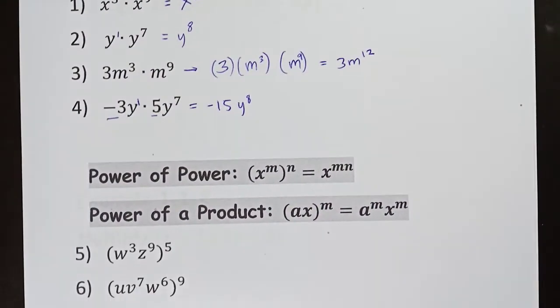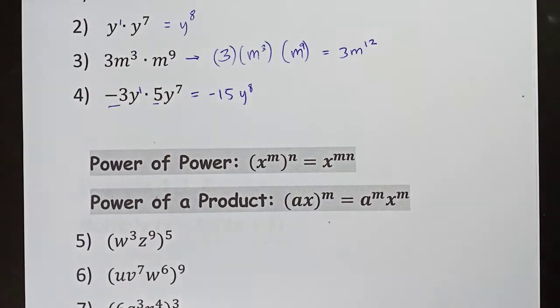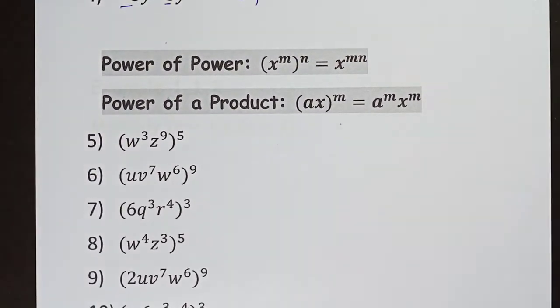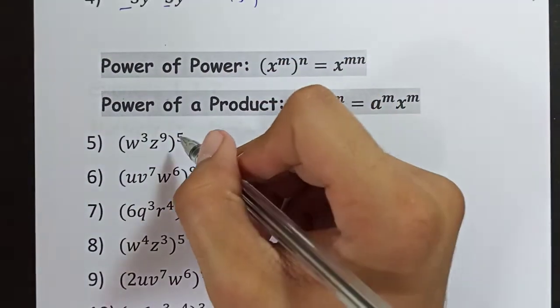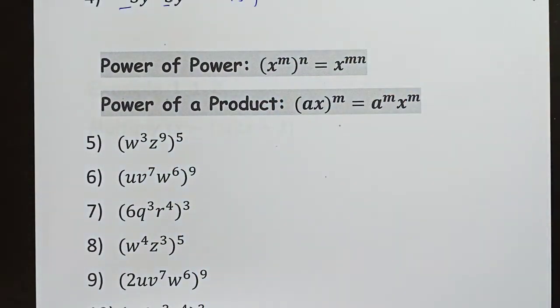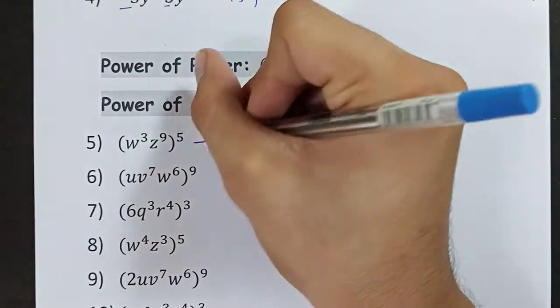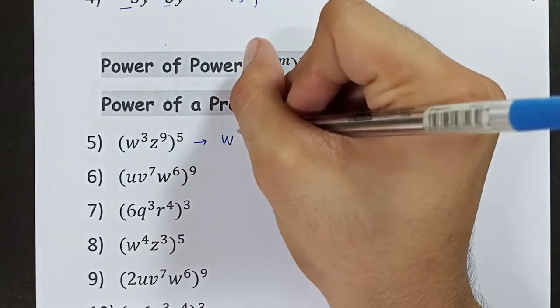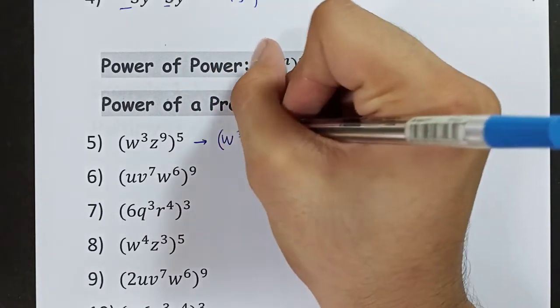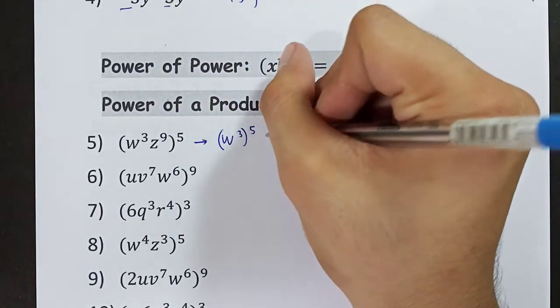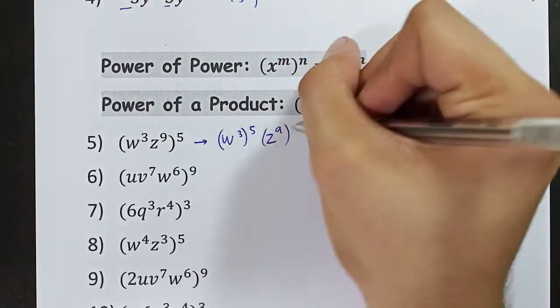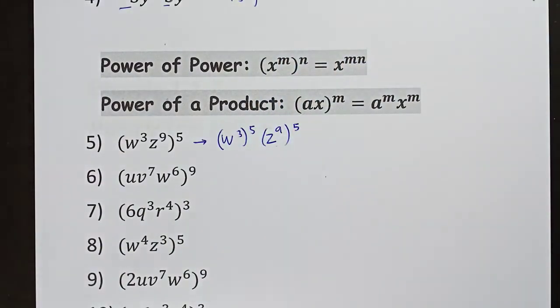Next, we have power of power and power of a product. So, number 5. First, gawin natin yung power of power. Pakita ko muna sa inyo kung paano gagawin. Paano distribute. So we have w cubed raised to 5 times z raised to 9, raised to 5. Ganyan.